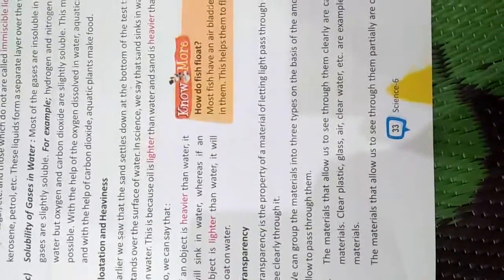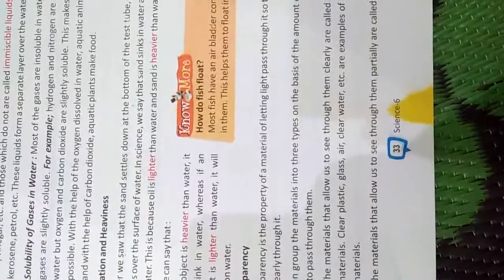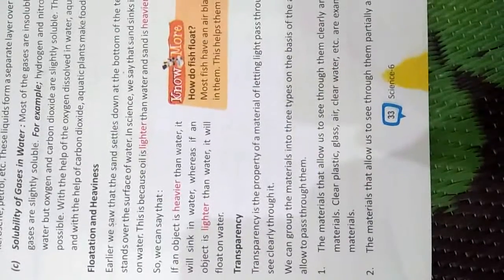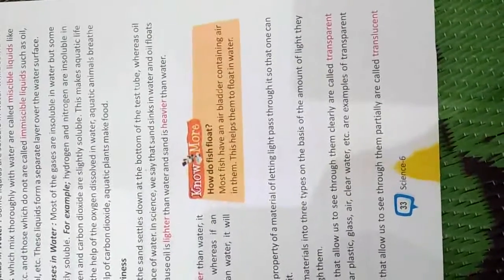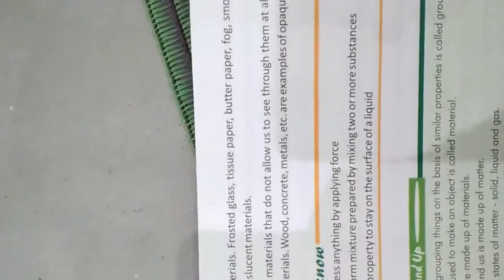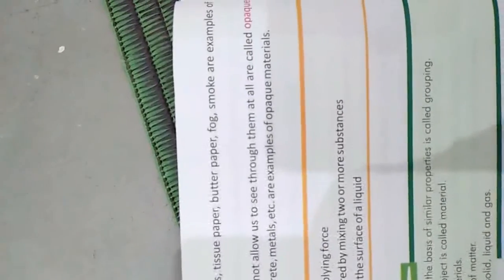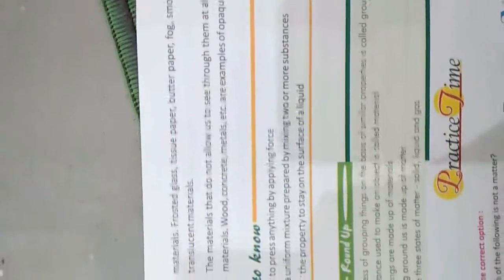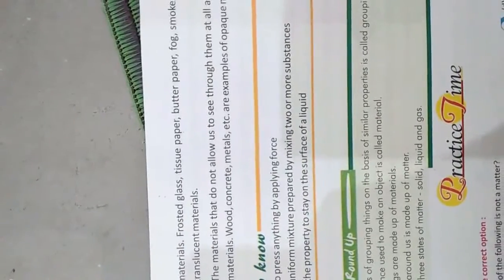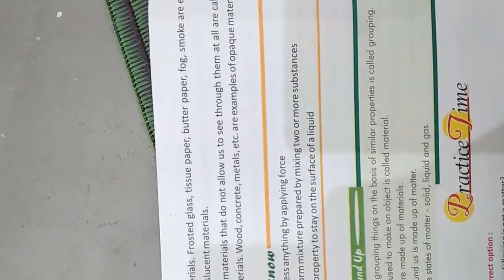So first of all, the materials that allow us to see through them clearly are called transparent materials, like glass, water, air, etc. And the materials that allow us to see through them partially are called translucent materials. These include frosted glass, tissue paper, butter paper, fog, smoke, and many more. And the materials that do not allow us to see through them at all are called opaque objects. These include wood, concrete, metals, and many more.